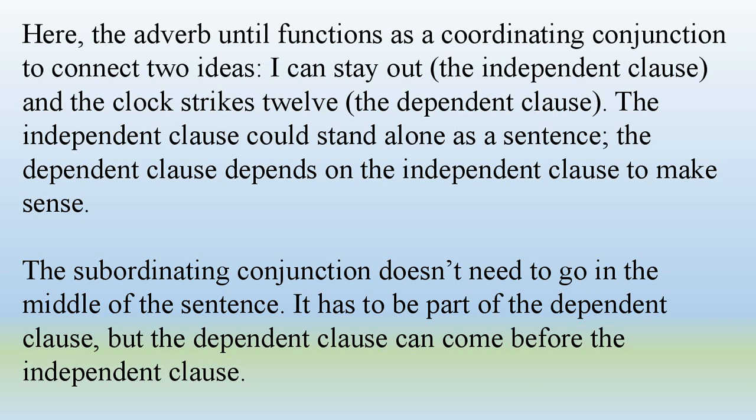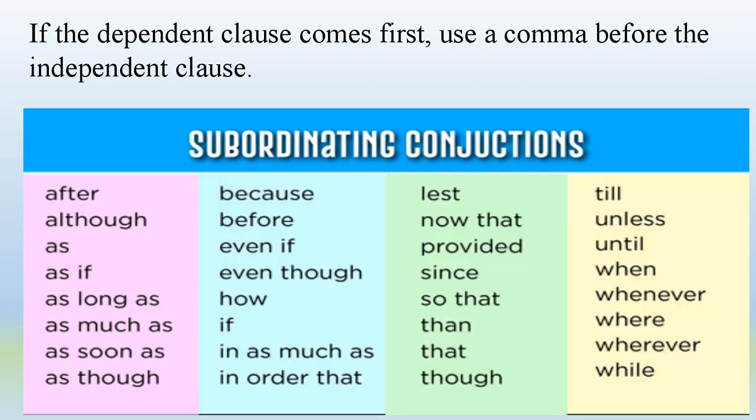But the dependent clause can come at the start of the sentence or after the independent clause. So the subordinating conjunction can be at the start of the sentence or in between also. It is not compulsory. It is not a constraint for a subordinating conjunction that it should be in the middle of the sentence. If the dependent clause comes first, use a comma before the independent clause.